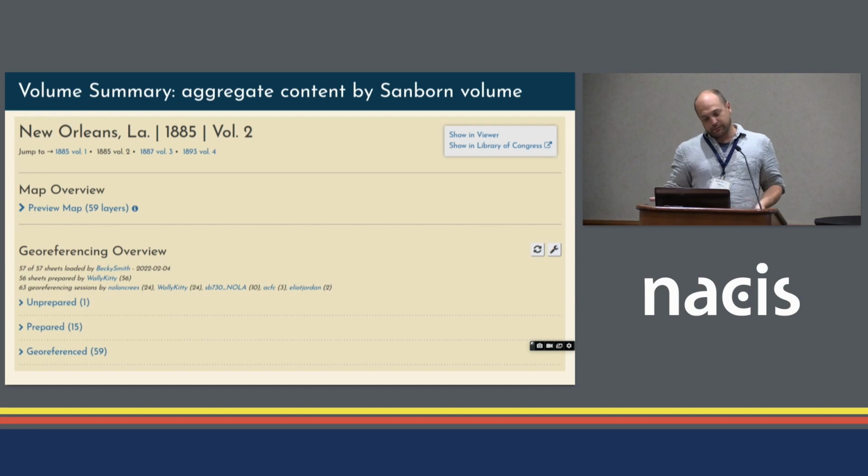And on the Sanborn map side of things, I'll just show this as a screenshot. Probably the most important thing throughout the project was this volume summary page that pulls in all of the layers and documents and everything that's been happening for a given volume. And I found this volume concept. It's like an item in the Library of Congress collection.